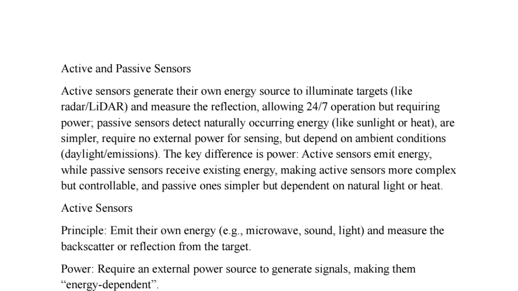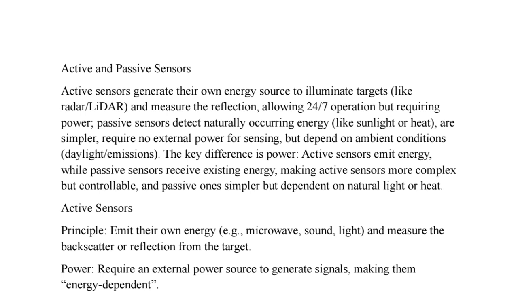Okay, and the next thing is the passive sensor. It detects naturally occurring energy like sunlight or heat. In practice, what is the main difference between an active sensor and a passive sensor? Active sensors require power, but passive sensors require no external power for sensing. It depends on ambient conditions. For example, if the sunlight is more today, then the emission of light is more.